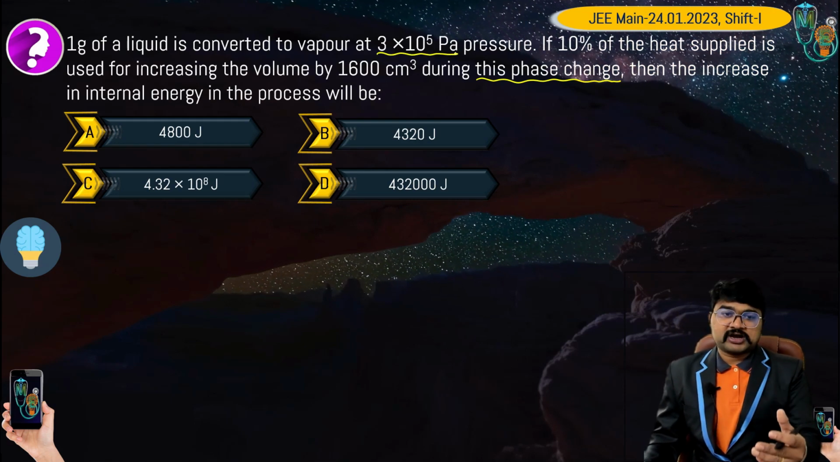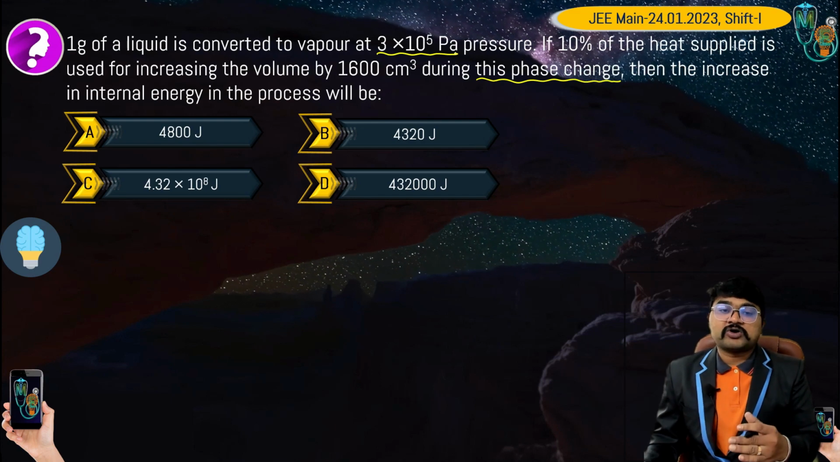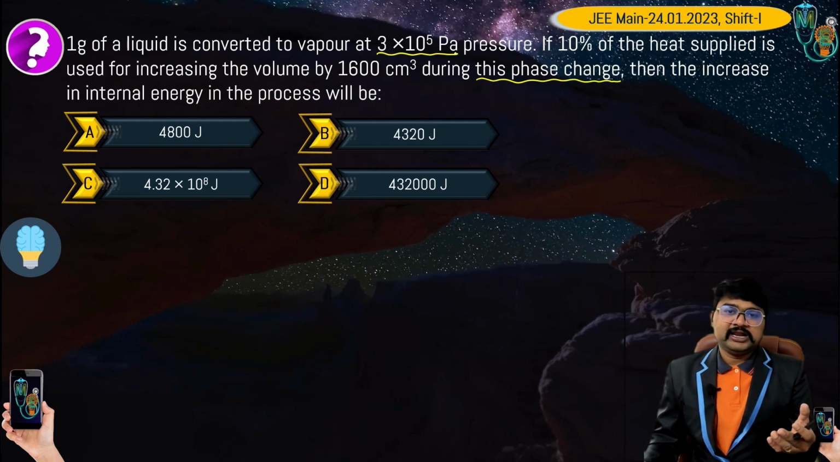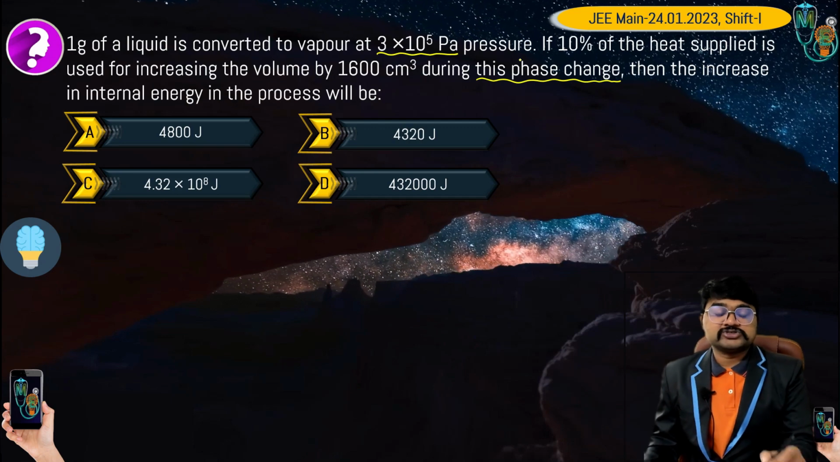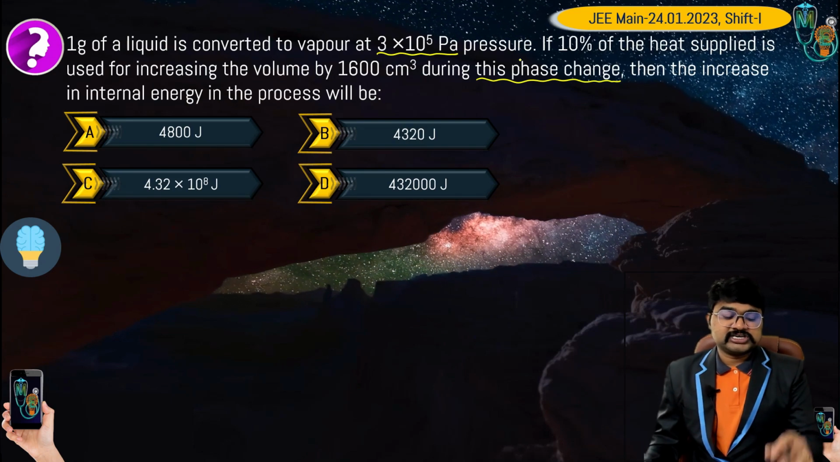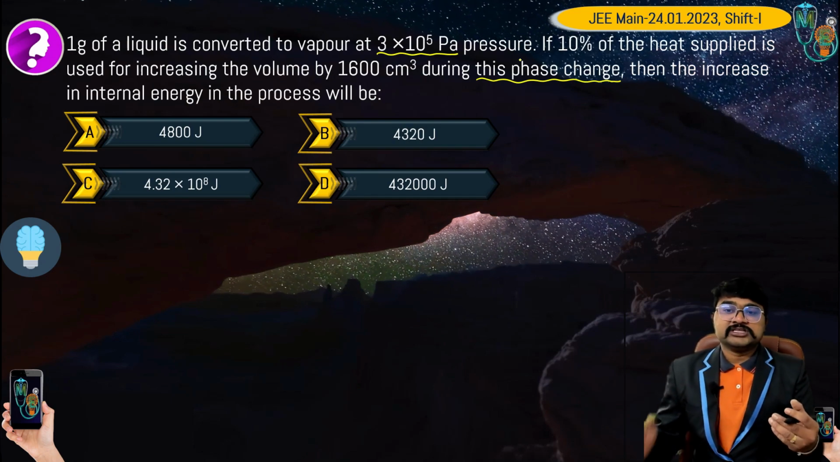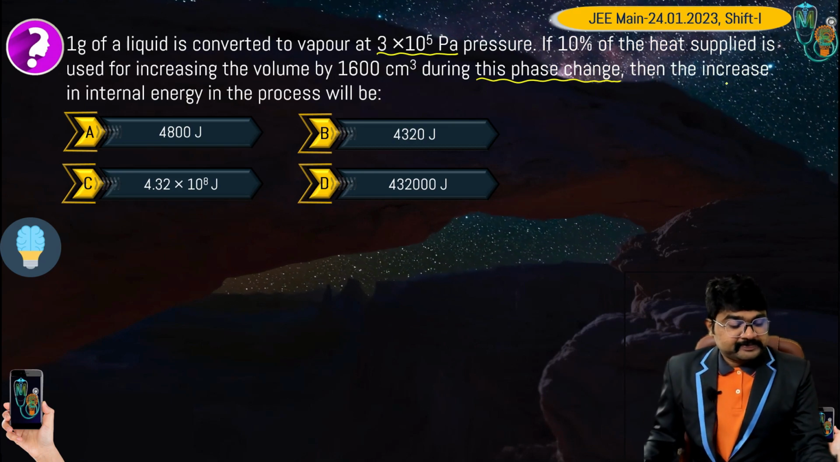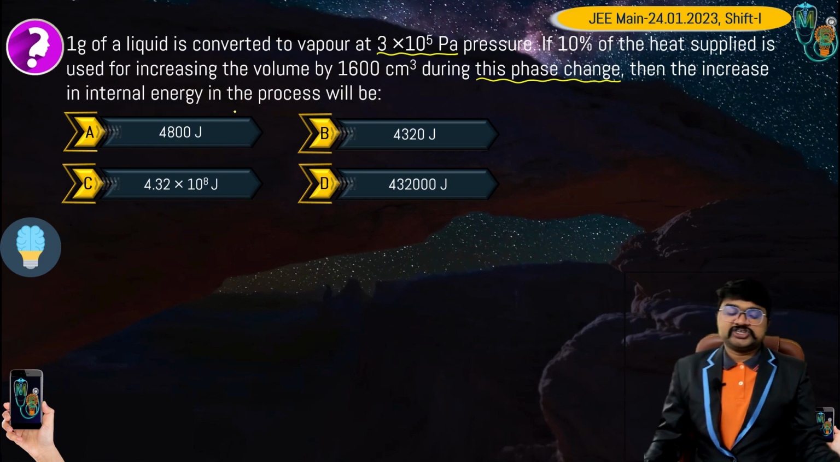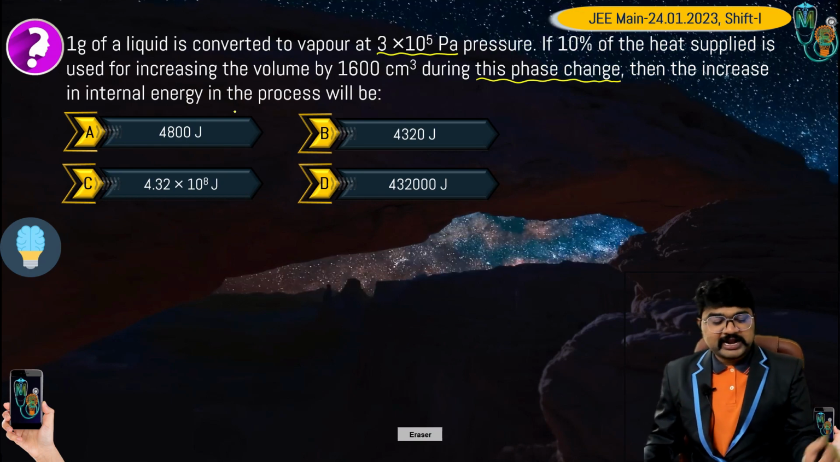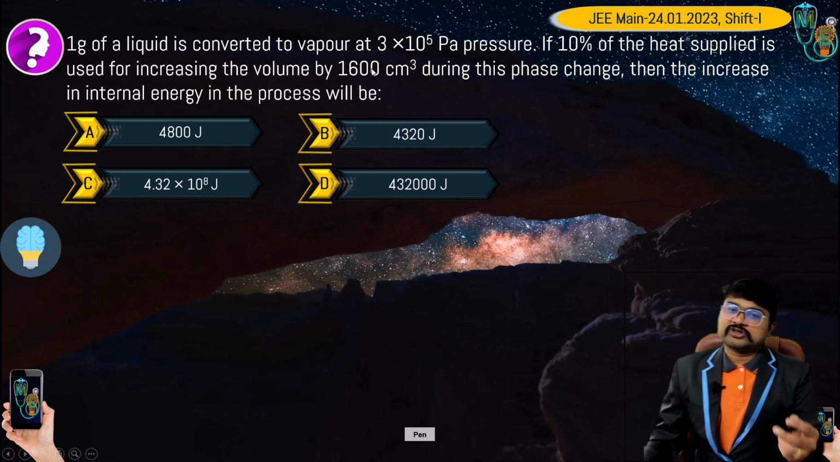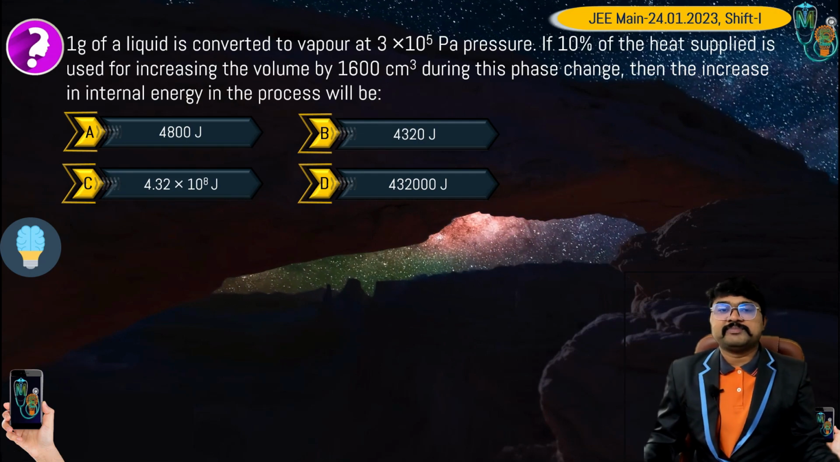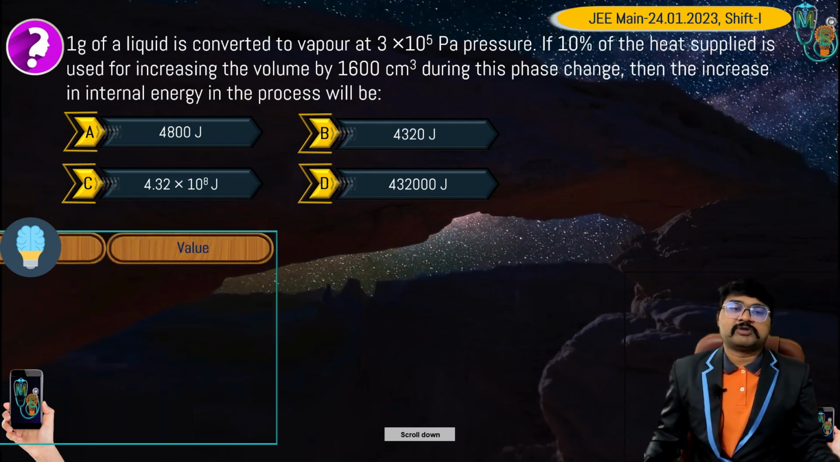Phase change will occur. Here, this is called latent heat. This is saturation pressure. At this saturated condition, this liquid is converted into vapor. Then the increase in internal energy of the process will be? First, write down the given data, then try to solve the problem. This is a question from the application of the first law of thermodynamics.